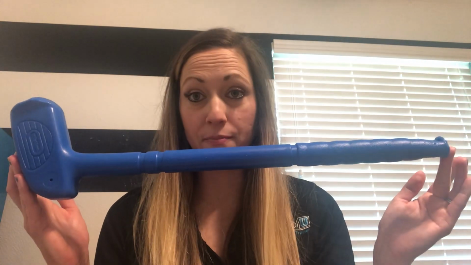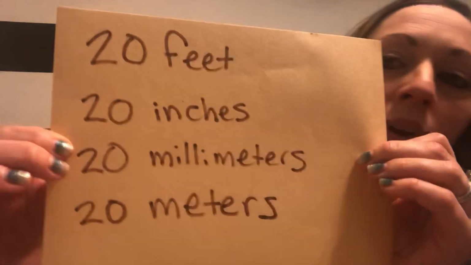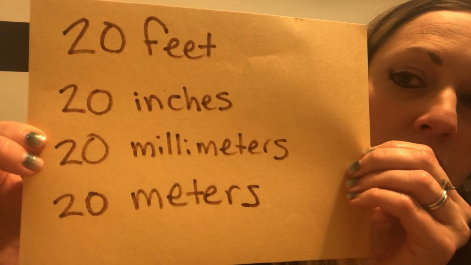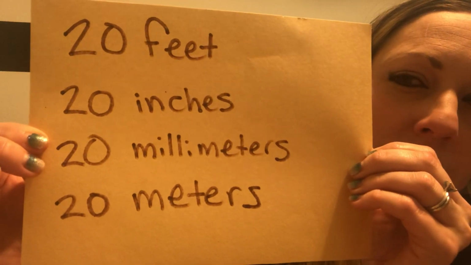So I have 1 more question for you today, and that question is a length question. And this time it's going to be a little bit different. Okay, so this is my son's toy golf club, and what I want to know is which measurement would best describe the length of this golf club. So I want you to look real quick at it. Okay, now here are your choices. Would it be 20 feet, 20 inches, 20 millimeters, or 20 meters?